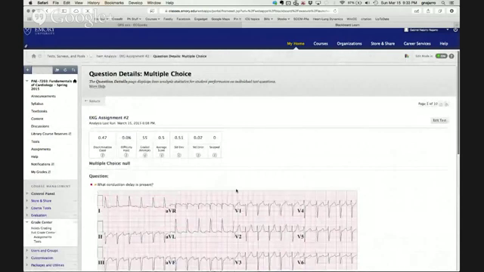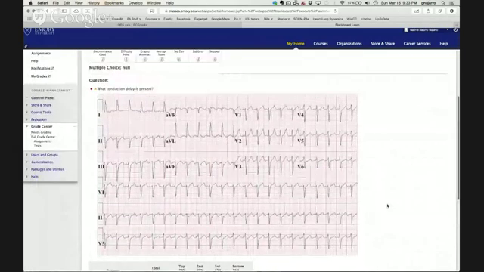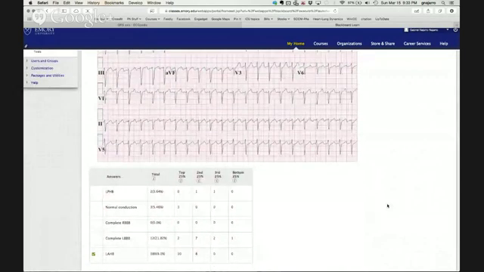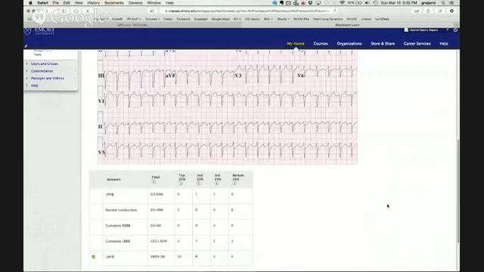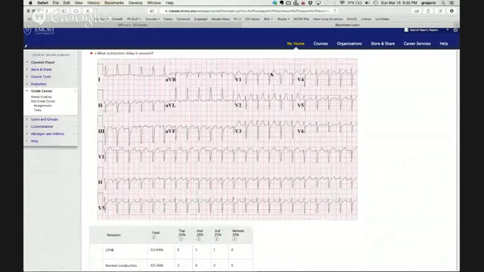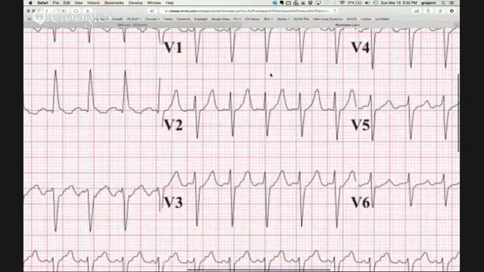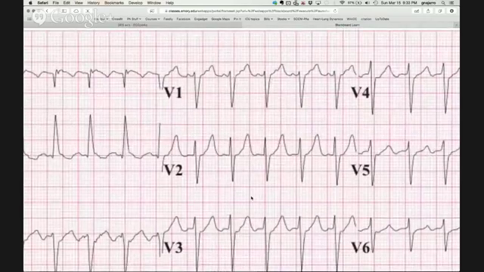So the first one, the question was, what's the conduction delay? And the answer was left anterior hemiblock. The reason is this QRS is less than 0.12. And I'm sure some of you had a hard time seeing it. What I'll do is just zoom in, and I'm going to look for the QRSs.